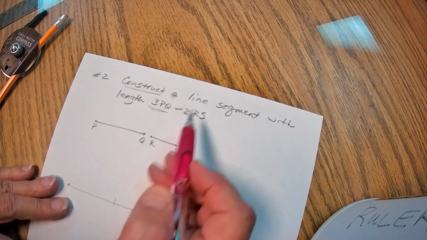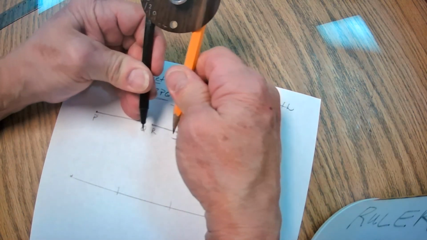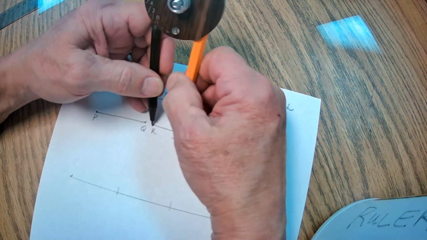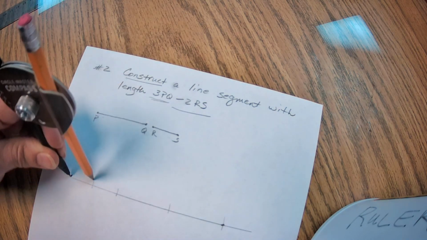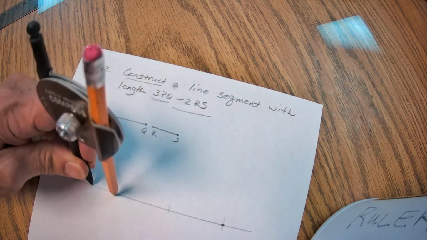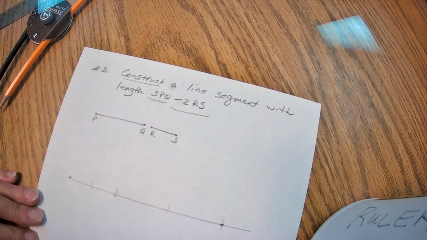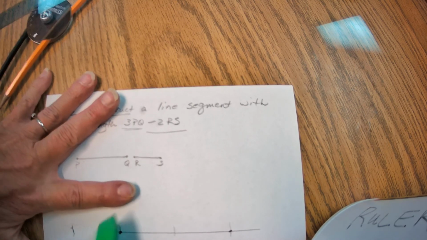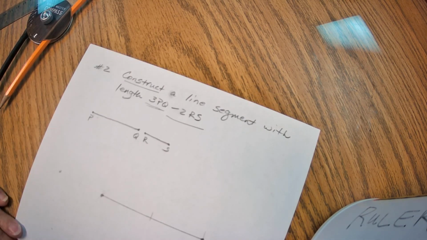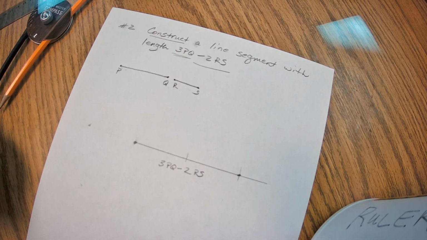But I have to subtract 2 of these. So now I got to measure RS with my compass. And I'm going to subtract 2 of those. So there's 1. And there's 2. And then you just erase what's left over. So this is equal to 3PQ minus 2RS. And that's it for 3.2.